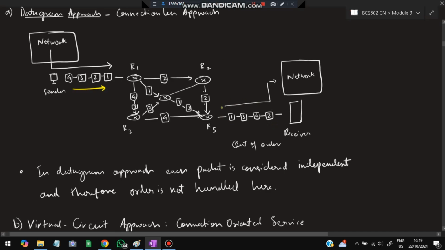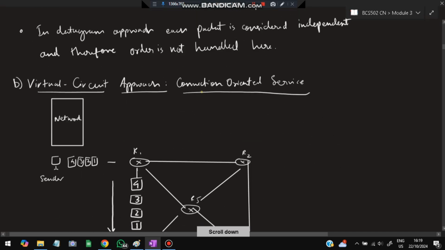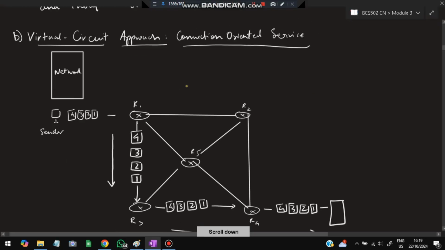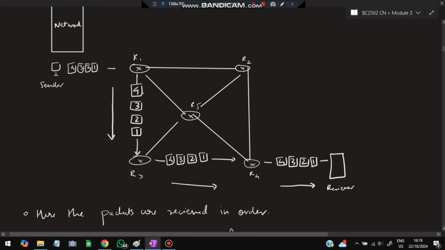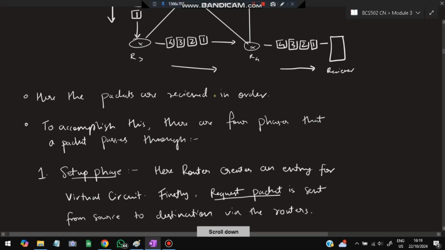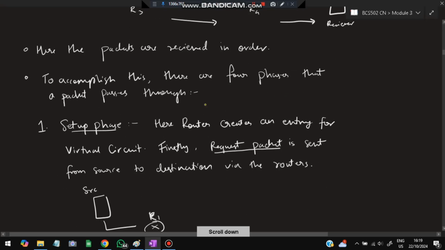For that, we'll be using the virtual circuit approach, which is a connection-oriented service. Here it's very simple. Only one route is defined and all the packets go through that route. That's all, nothing else. So here the packets are received in order. To accomplish this, there are 4 phases that a packet passes through.